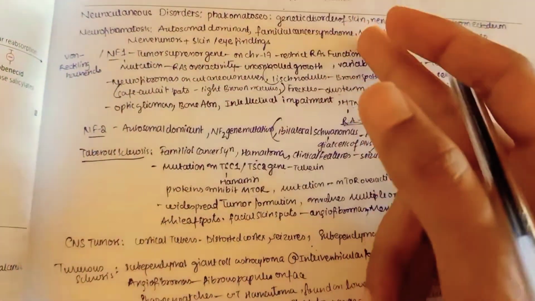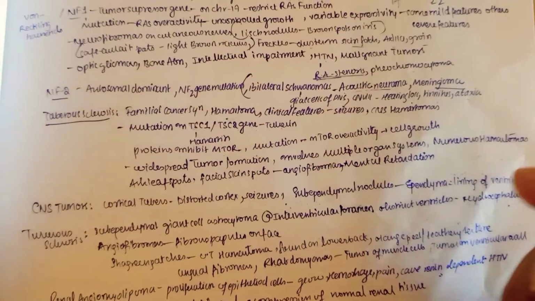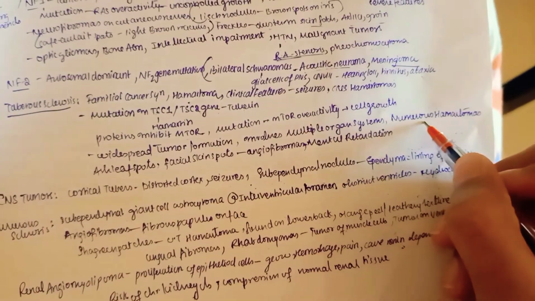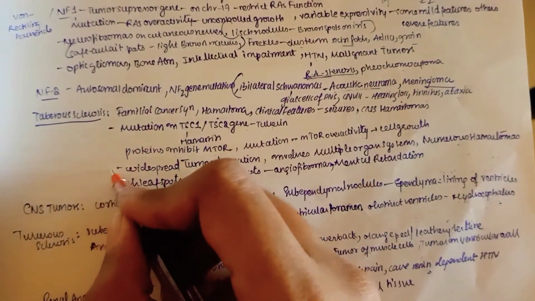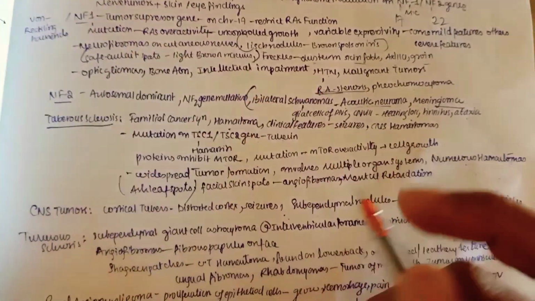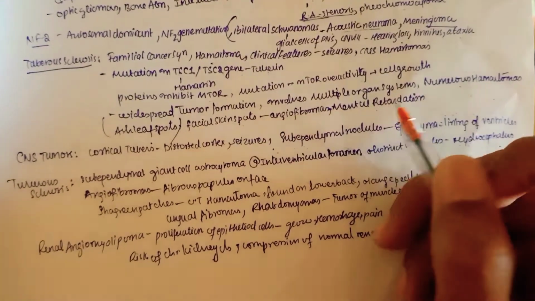So in NF1 there is RAS overactivity, uncontrolled RAS. Here, mTOR overactivity, uncontrolled cell growth. So widespread tumor formation involves multiple organ systems, with numerous hamartomas. Ash leaf spots are characteristic for this. There, Lisch nodules, brown spots in the iris for NF1. Here, ash leaf spots, facial skin spots, angiofibroma, mental retardation.